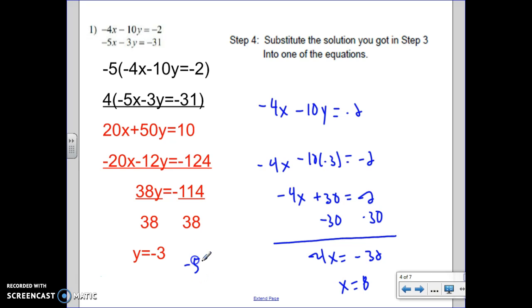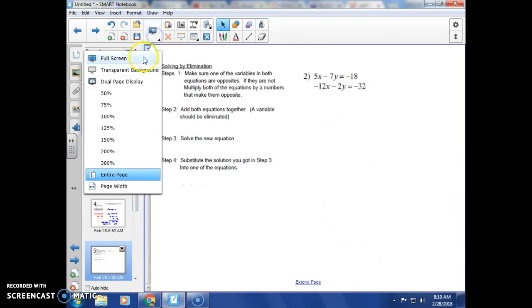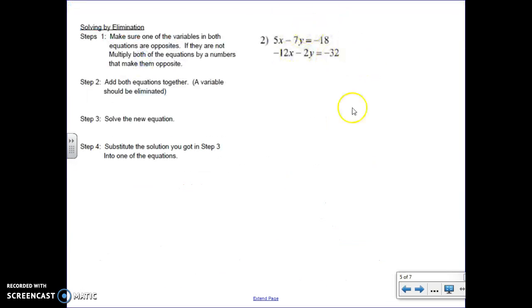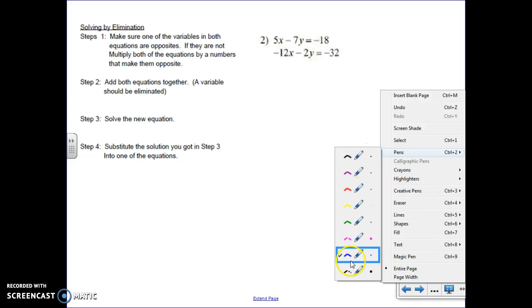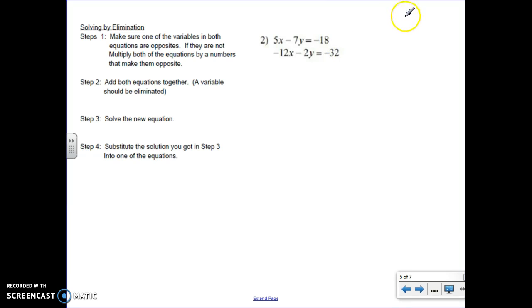So if I plug into the bottom equation, it should work out. If I do negative 5 times 8 minus 3 times negative 3, it should equal negative 31. Negative 40 plus 9 equals negative 31. So that checks out. I'm going to do one more with you guys. So what we're going to do is look at this one. Okay? And I'm going to try to make the x's or the y's opposite each other.